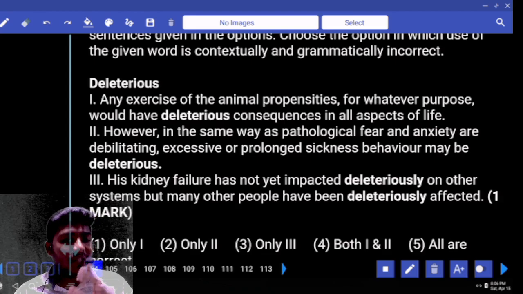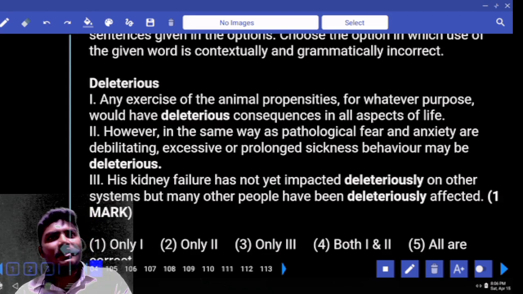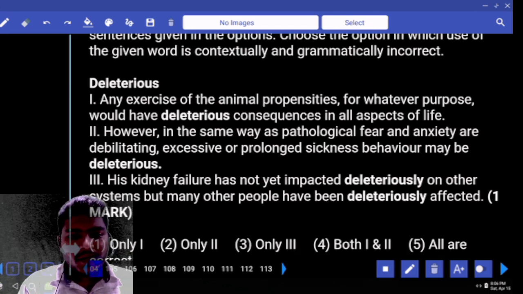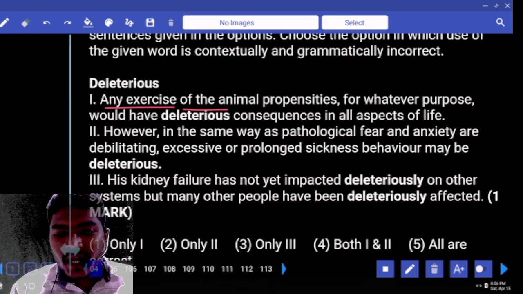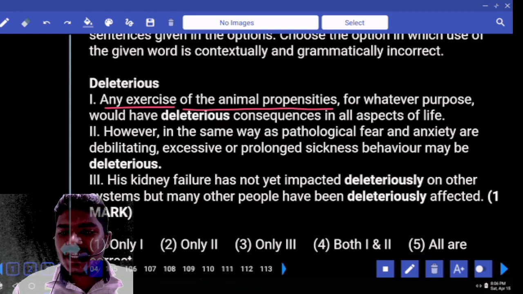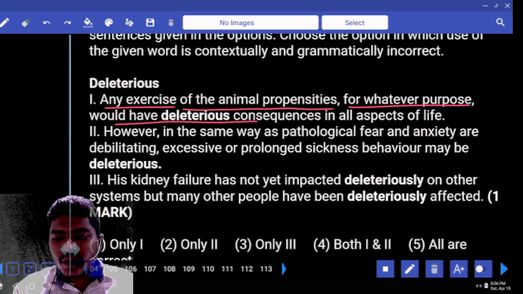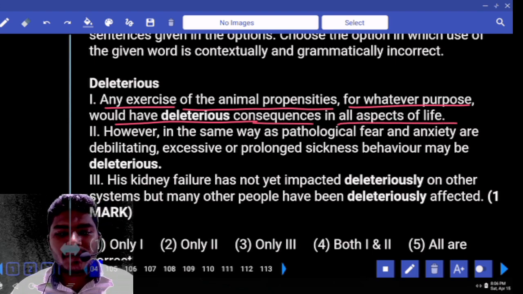You have to check the context. If all parts of speech are good, we check the context. Read the first one. What is the first one there? An exercise of the animal propensities for whatever purpose would have deleterious consequences in all aspects of the life.